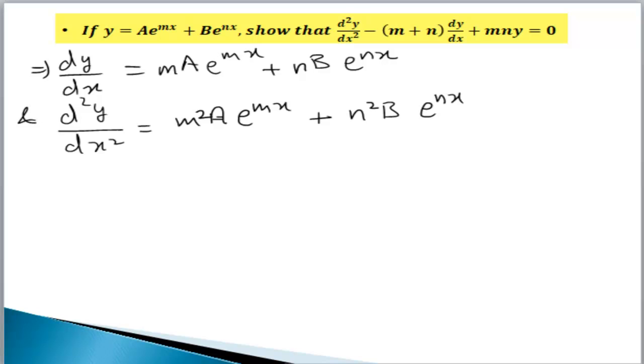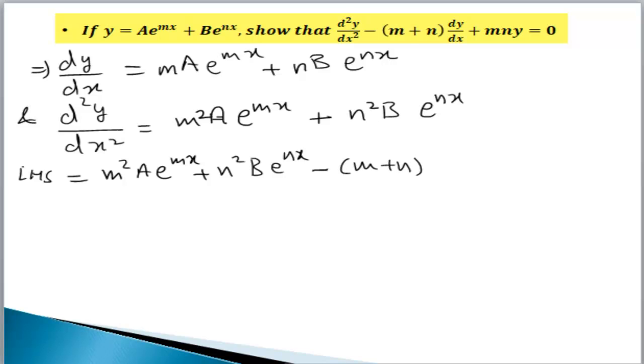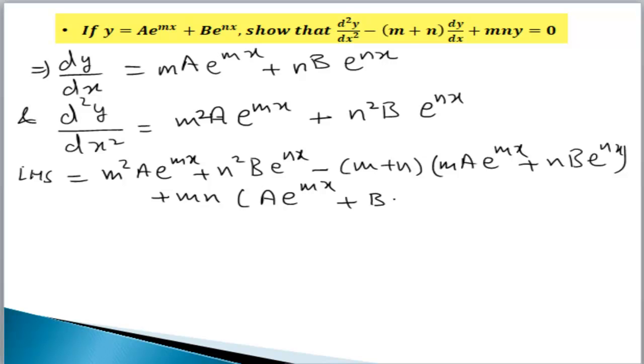Now, because in this form it is difficult to convert it to the required form, in the left hand side you can substitute dy over dx and d square y over dx square. So if we substitute both and simplify it, it should come out to be 0. So substituting for d square y over dx square, it is m square a times e to the power mx plus n square b e to the power nx. Then it is minus m plus n times dy over dx. So you see what dy over dx is. It is ma e to the power mx plus nb e to the power nx. And then m into n into y. Y is a into e to the power mx plus b into e to the power nx.